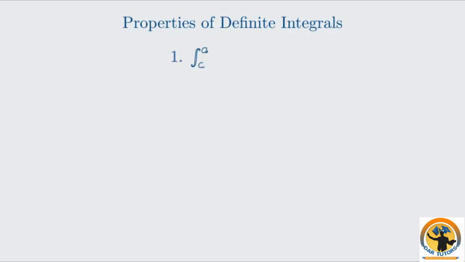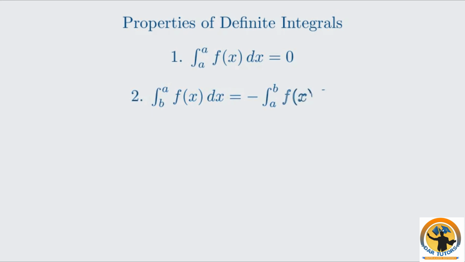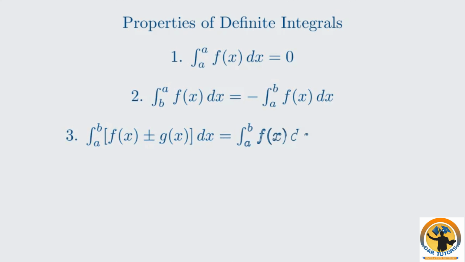The fundamental theorem of calculus also gives rise to several useful properties of definite integrals. Let's review these properties. First, the integral from a to a of f of x dx is 0. This makes sense graphically, as the area of a line segment is 0. Second, the integral from b to a is the negative of the integral from a to b. Reversing the limits of integration changes the sign of the integral. Third, the integral of a sum or difference of functions is the sum or difference of their integrals. This is the linearity property.